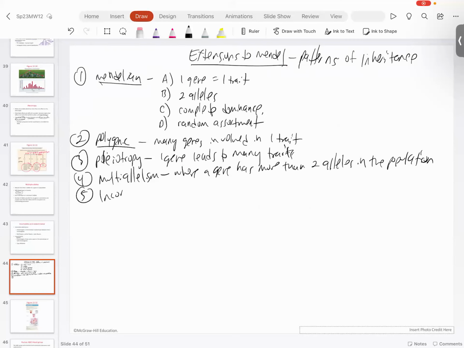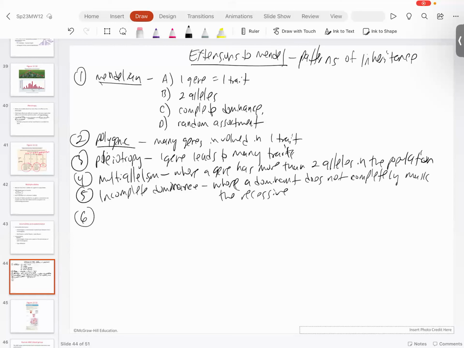The first one is incomplete dominance. This is basically where a dominant allele does not completely mask the recessive. So if you can't completely hide the recessive, then you're incompletely dominant.